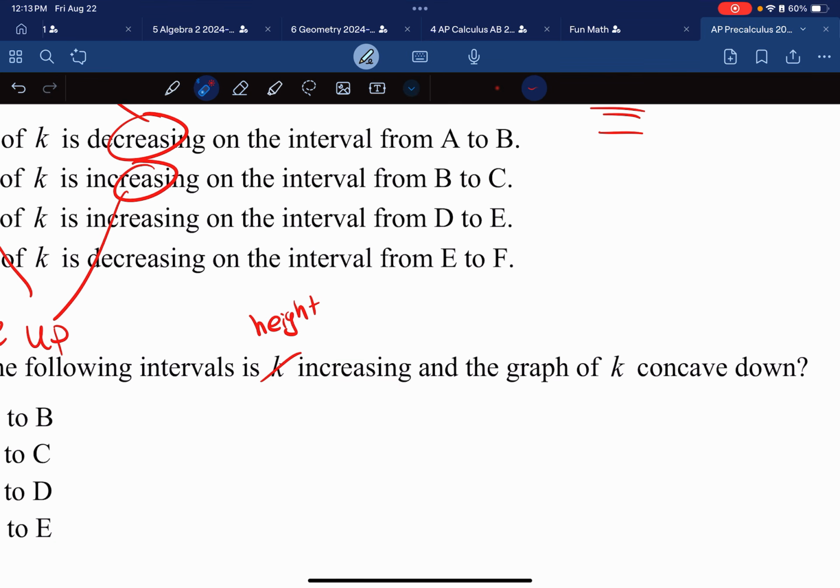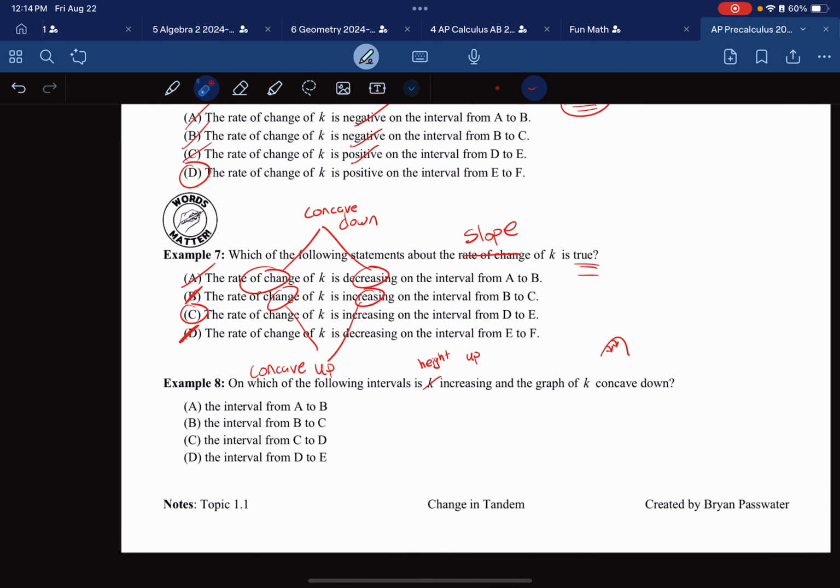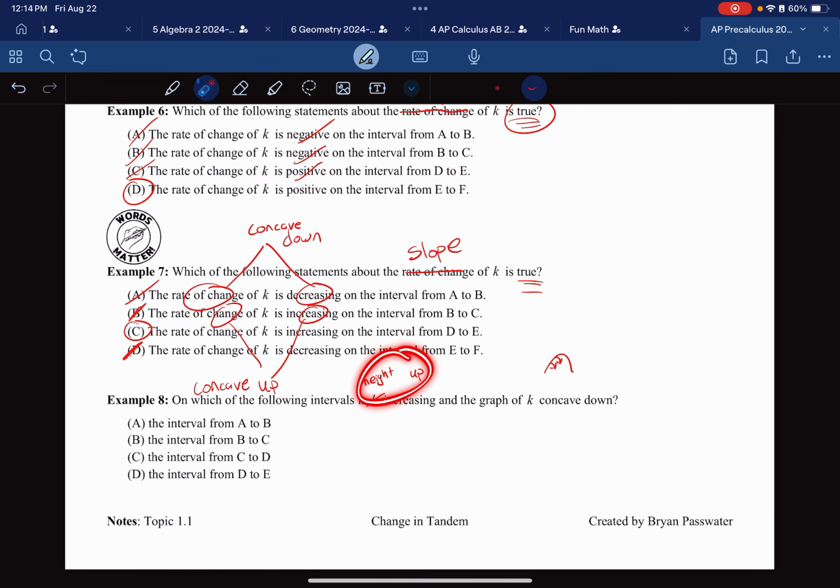Increasing just means the height is going up, right? Where is the height increasing? And at the same time, concave down. So the height is going up, and we need to be concave down, which is this shape, where you're being pulled down by the force of gravity. It's a rainbow. We need both of them. So I'm looking for height going up and concave down.